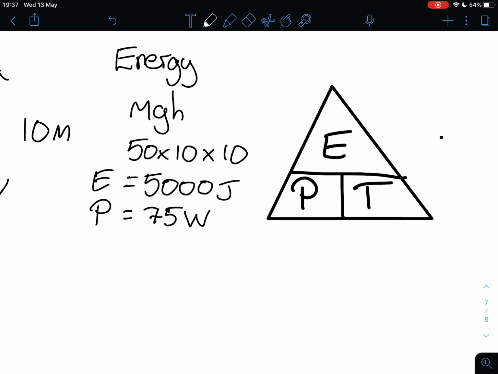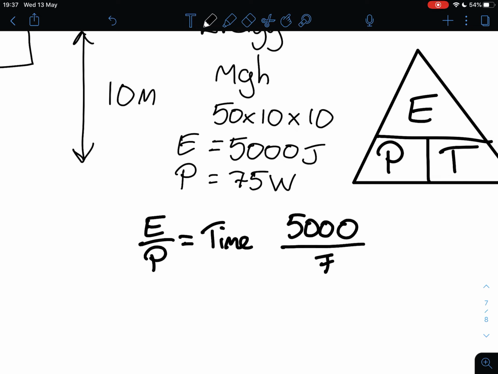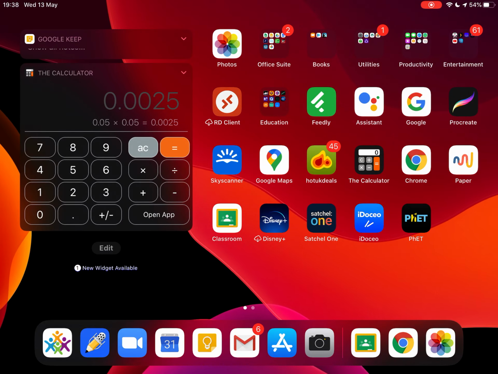So we're going to do energy over power equals time. That's 5,000 divided by 75. I have a feeling that should be easy. I want to say 20. No, I don't know. I'm going to work it out on a calculator.